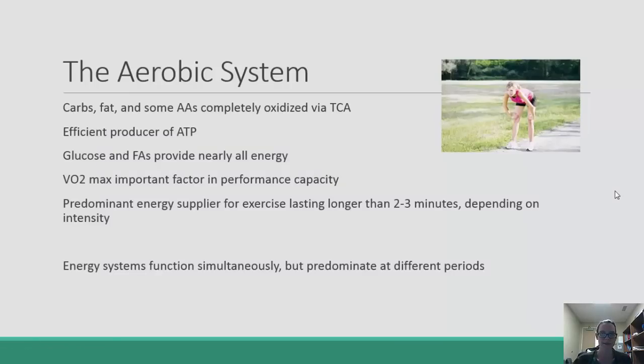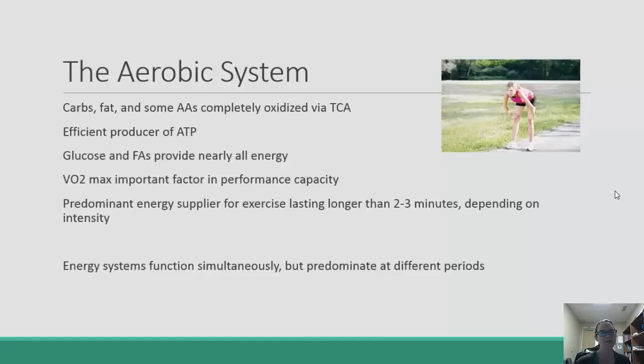And then we have our aerobic system, which we are very familiar with from this class. So we know that carbs, fat, and amino acids can be completely oxidized in the presence of oxygen. And this is the most efficient producer of ATP. So when we're exercising, we get almost all of our energy from glucose and fatty acids.